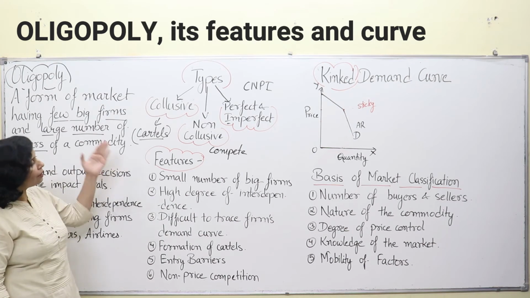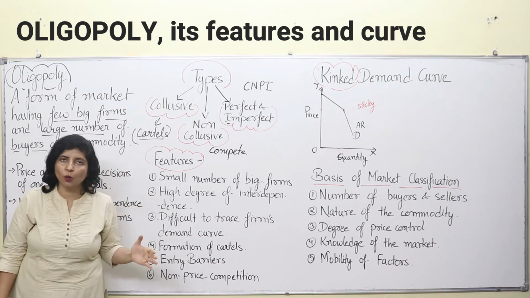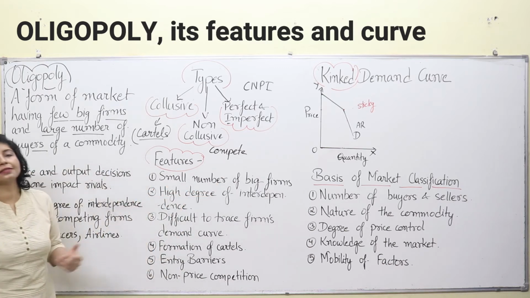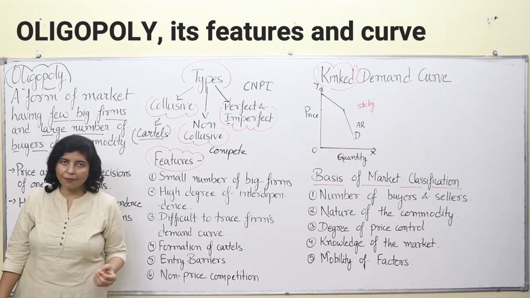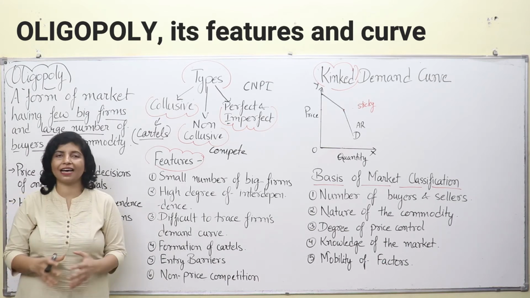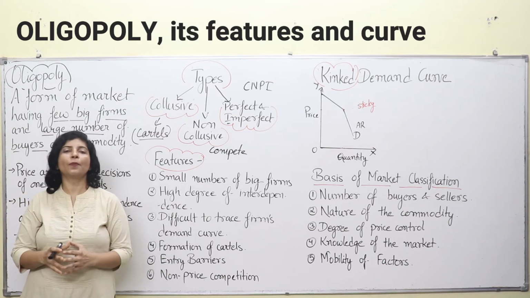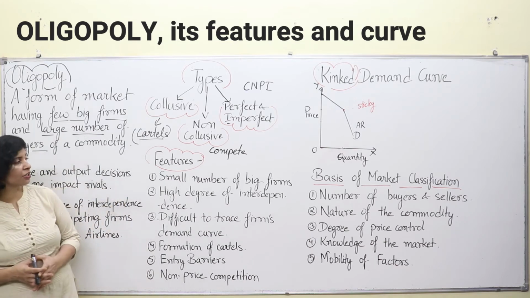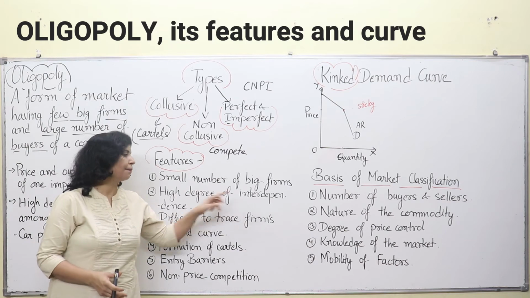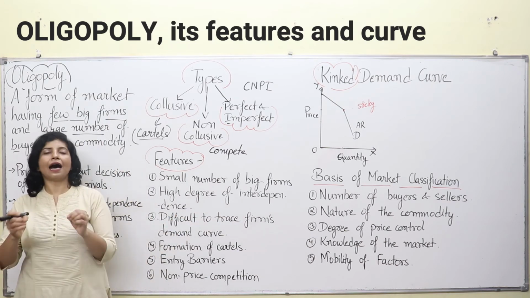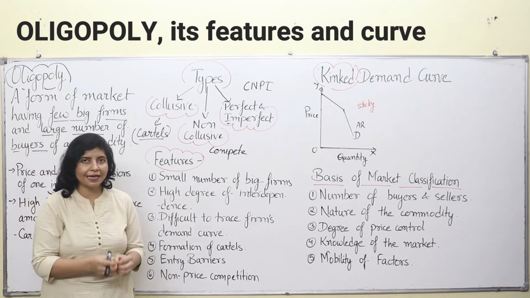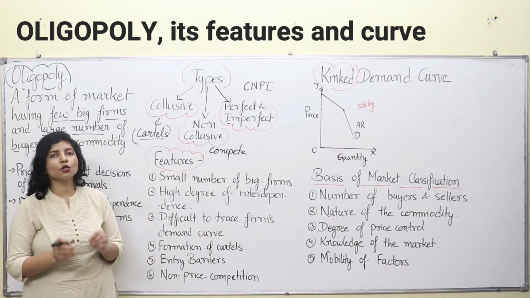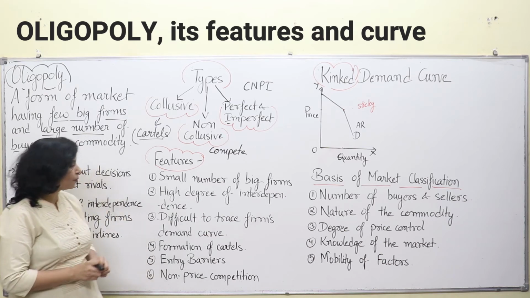Then come to the features. What are the features of oligopoly firms? Number one, a small number of big firms. As we have discussed, there are very few firms operating in the market, but they are big firms. They are internationally operative. They operate in different countries, they sell in different countries and have market share in different nations. Then high degree of interdependence. As we have seen, they are interdependent in terms of pricing and output, and they share the market, and their moves are closely watched by their rivals as well.